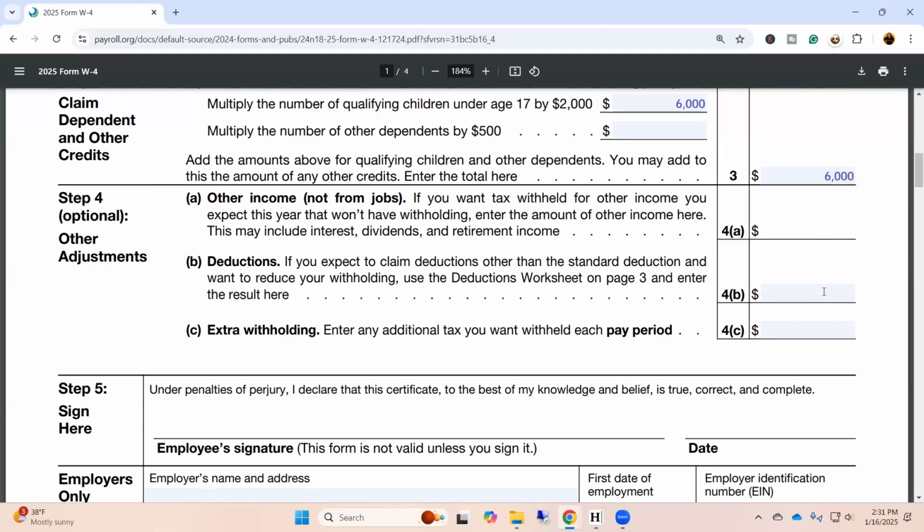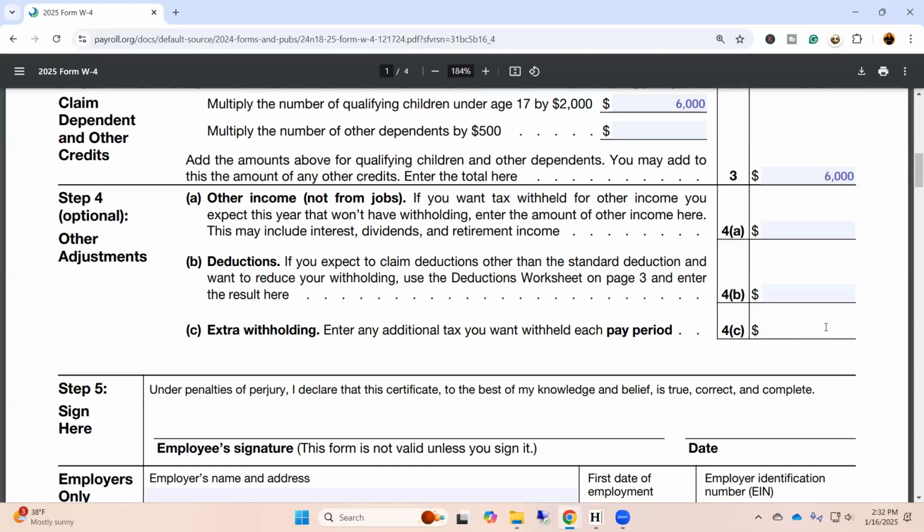Now, here in 4B, if Daniel itemized his deductions, which means he takes into account his mortgage interest, his charitable contributions, and his state and local tax, he would put those here. But please note, he would only put those here if those things are going to be more than the standard deduction. For 2025, the standard deduction for head of household is $22,500. So if Daniel's itemized deductions are going to be less than that, we're going to leave this at zero.